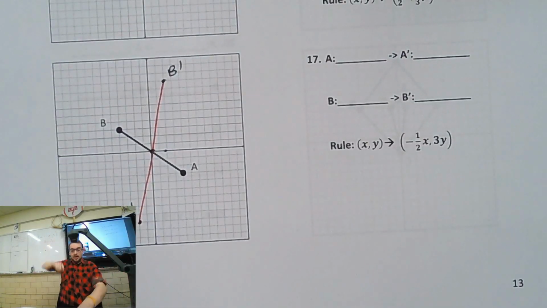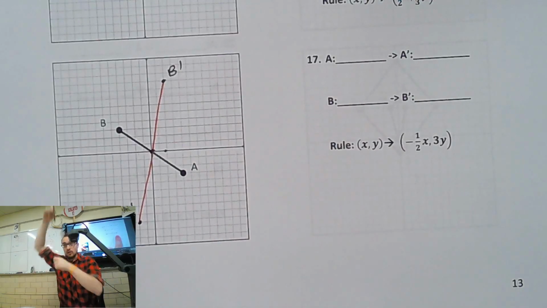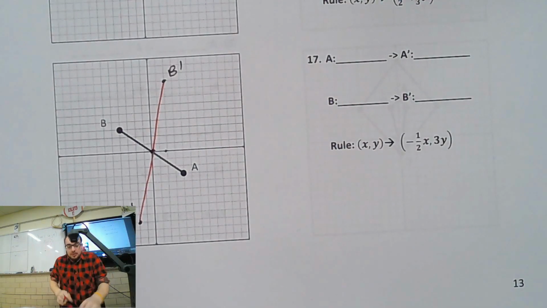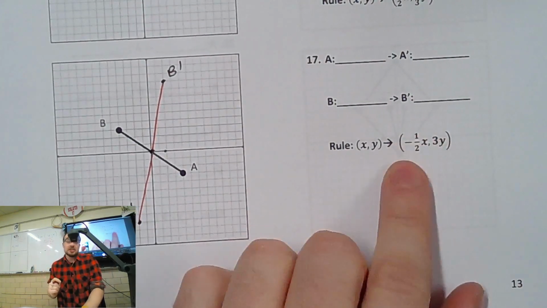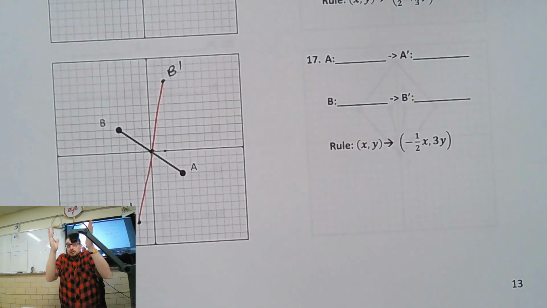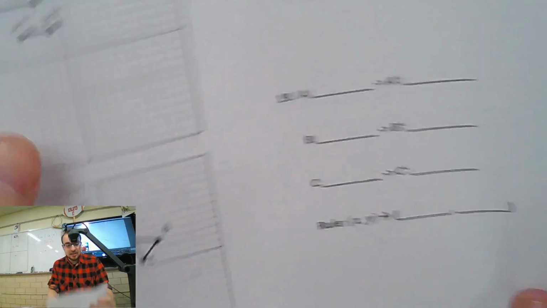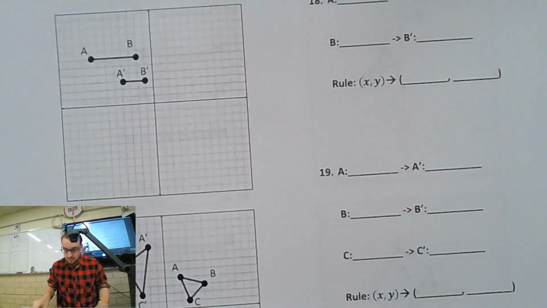It's longer, right? Because we tripled the Y, so it's taller, right? And it's not as wide and flipped because we negated and halved the X. Horizontal flip because of the negative. Halved because we shrunk it this way, right? That's 17.